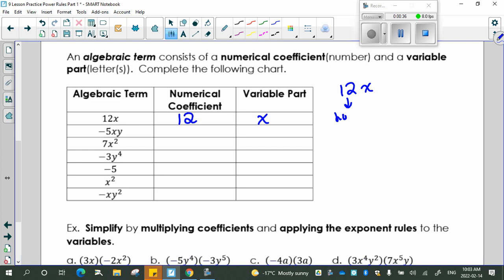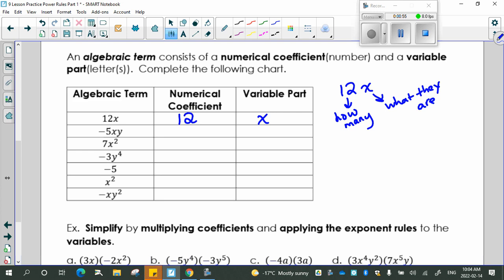So how many is what the numerical coefficient tells you. What they are is what the variable tells you. So for instance, if x was 3, there'd be 12 groups of 3. Okay? Does that make sense?